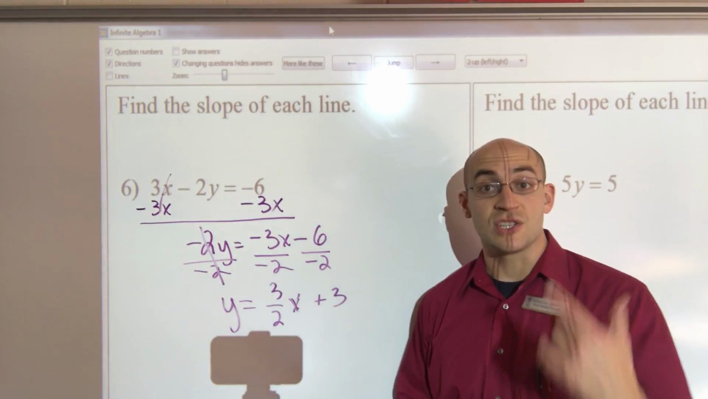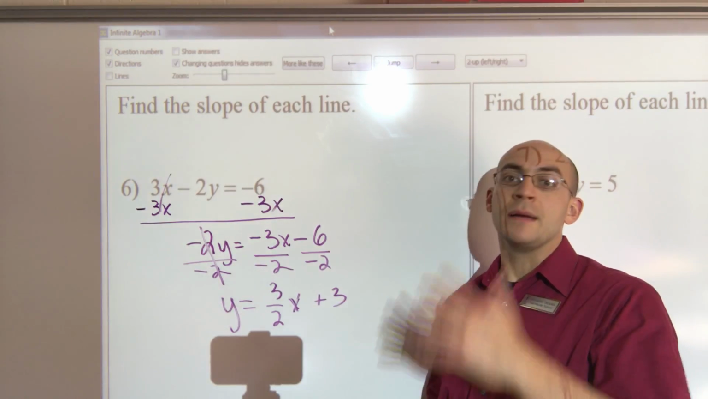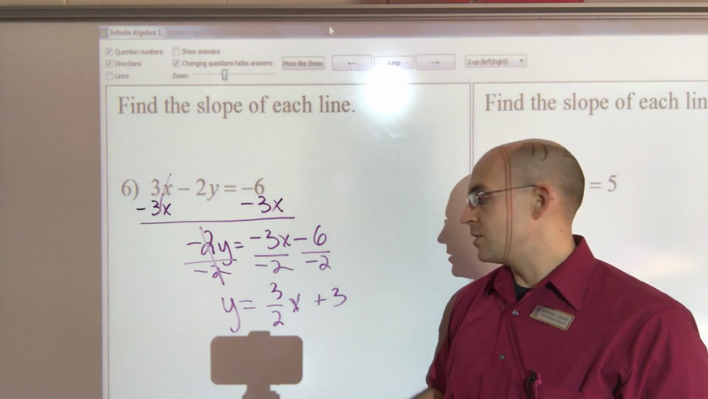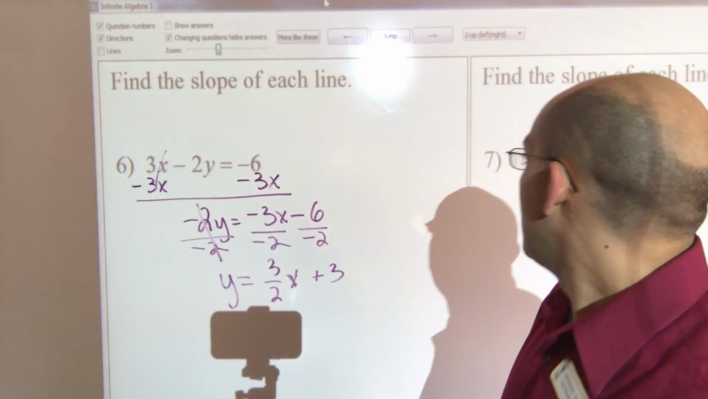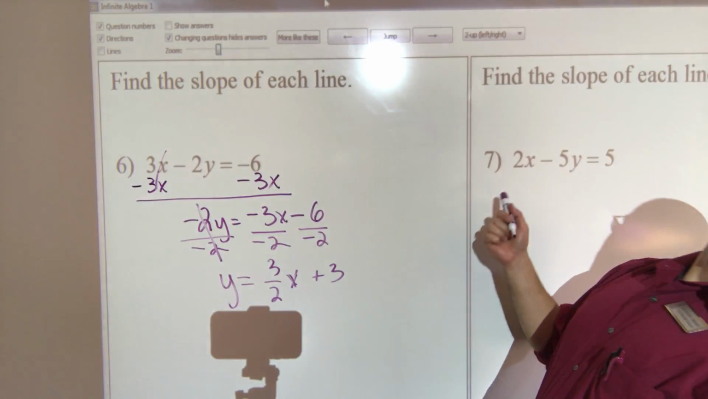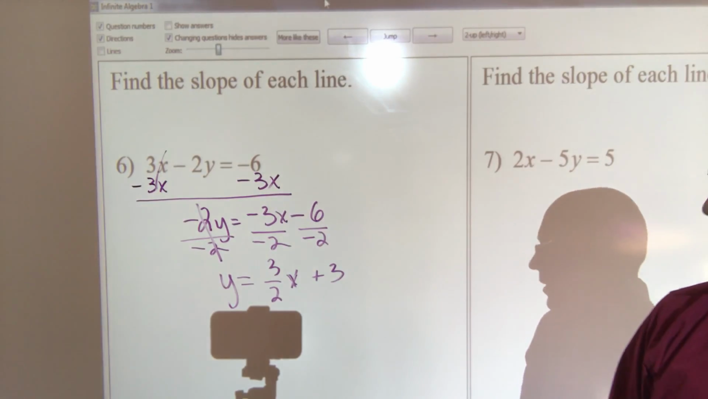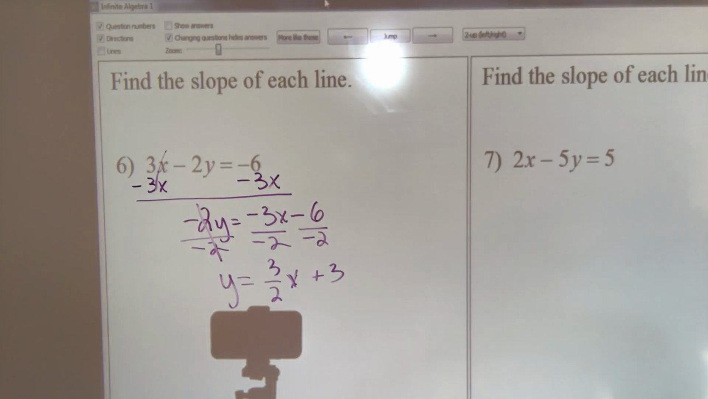So the slope of this line is 3 over 2. The y-intercept is plus 3. And you can definitely go ahead and graph that. Okay? So hopefully you paused me. Hopefully you got that right. I don't know why the box is there. It's stupid. Okay. I'll give you answers for that if you want to try that later on. But hopefully you paused and got that right. Next one we're going to do.